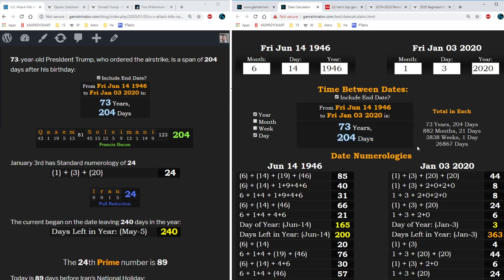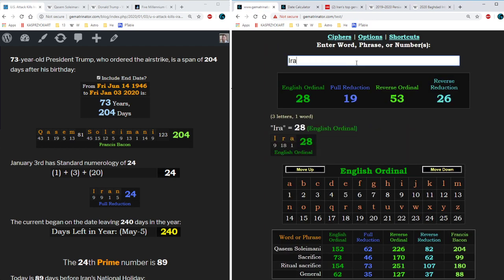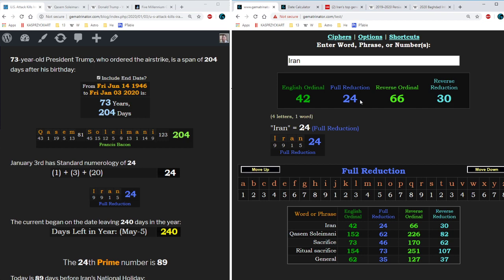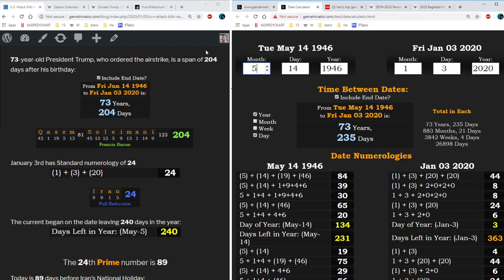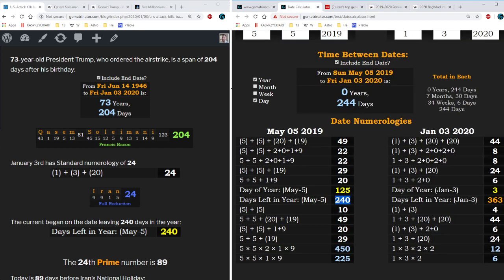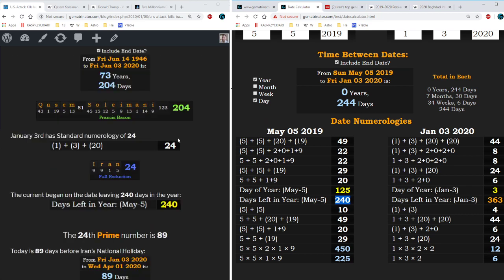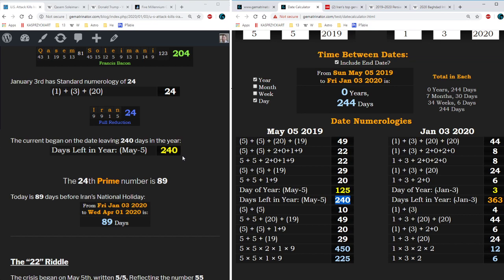But this is important for more reasons. 24 happens to be today's standard numerology, 1 plus 3 plus 20. And in our standard reduction cipher, the nation of Iran sums to 24. I also find it quite interesting that the Persian Gulf crisis began May 5th, which is the date that leaves 240 days in the year. Of course, as I always explain, these zeros are essentially irrelevant in the result. So these 24s all line up nicely.